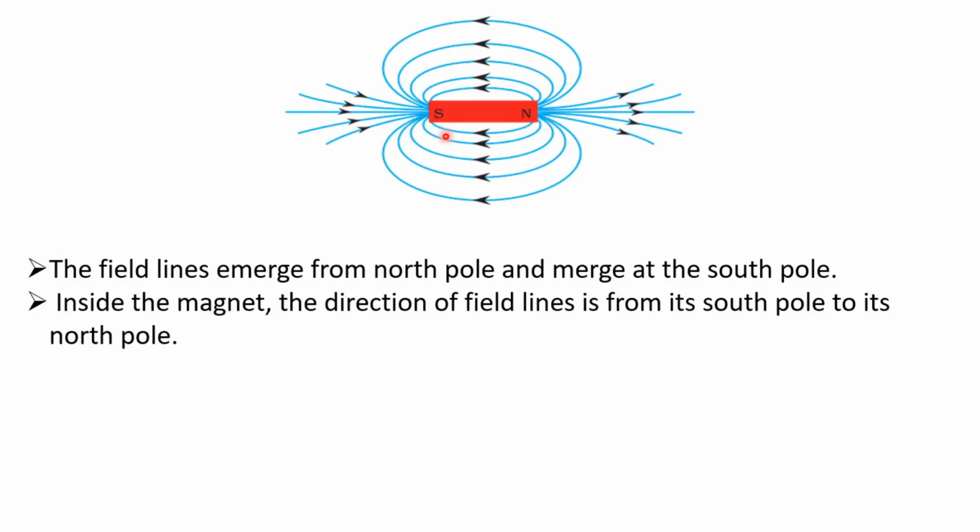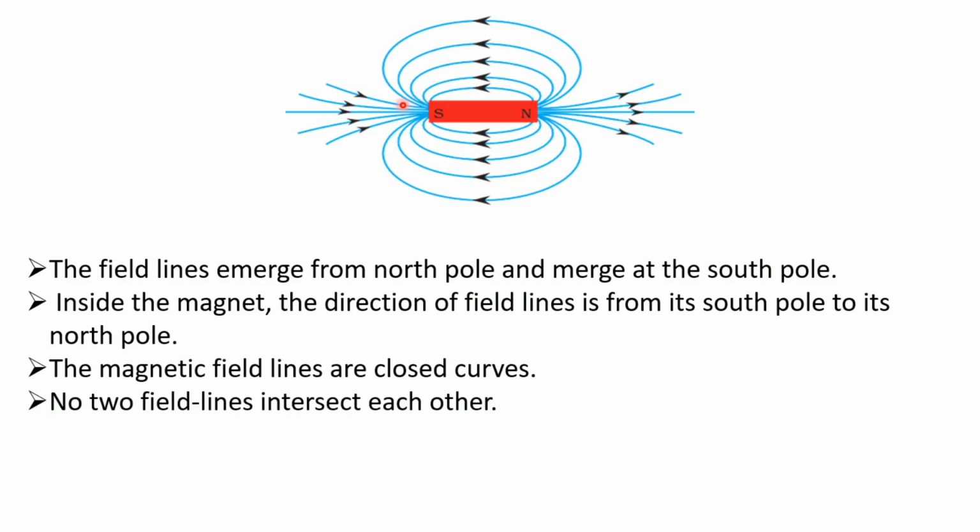Then inside the magnet, what is happening? The direction of field line is from south to north. See, it is moving parallelly inside the bar magnet. That means from south to north. The first characteristic was it emerges from north and merges to south outside the magnet. And inside the magnet it is from south to north. Then the magnetic field lines are closed curves. See, it is a closed curve.